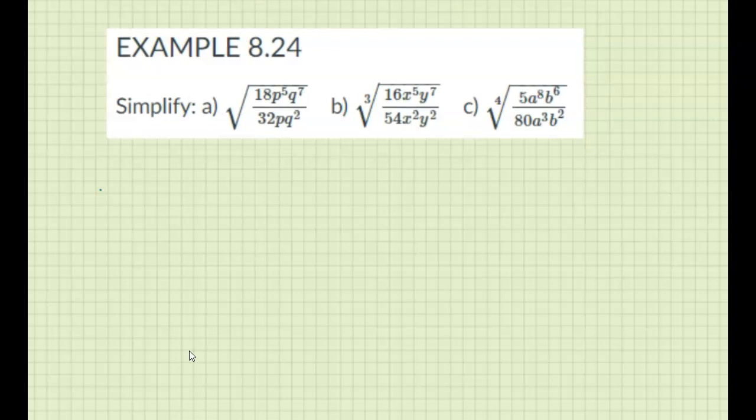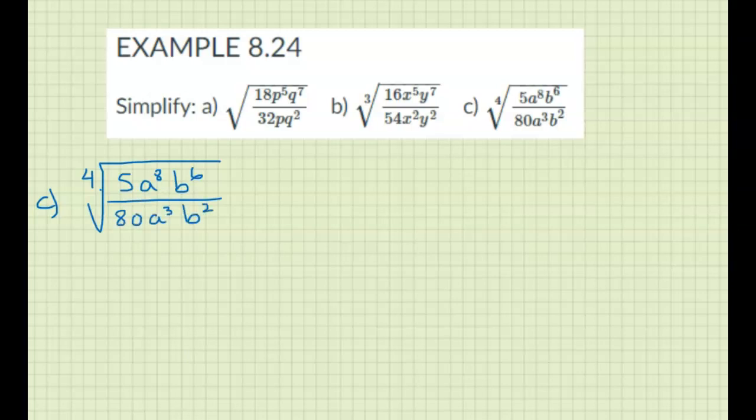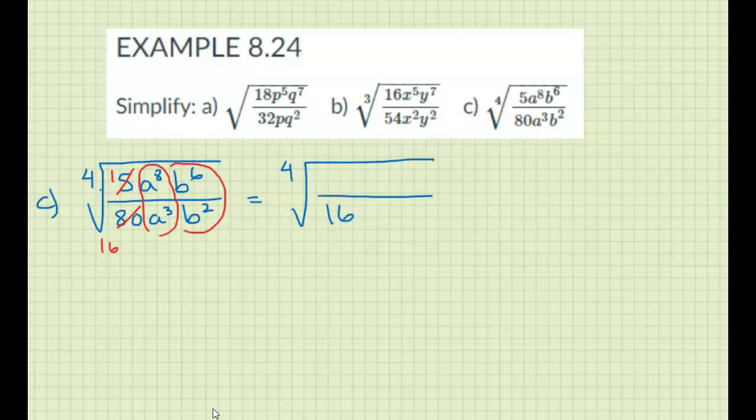Okay, so we're doing 4th root of 5a to the 8, b to the 6, divided by 80, a to the 3, b to the 2. These both divide by 5, and we get 1 and 16. We group these together, and we group these together. So we have 4th root of, I get 16 on the bottom. a to the 8 and a to the 3 gives me a to the 5. b to the 6 and b to the 2 gives me b to the 4.